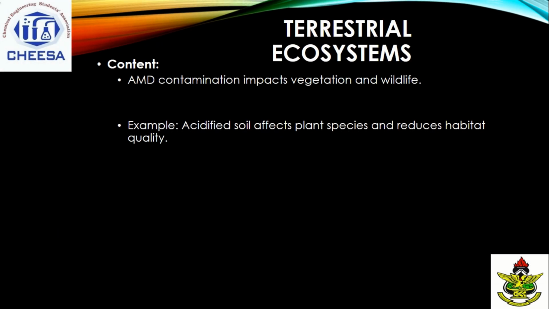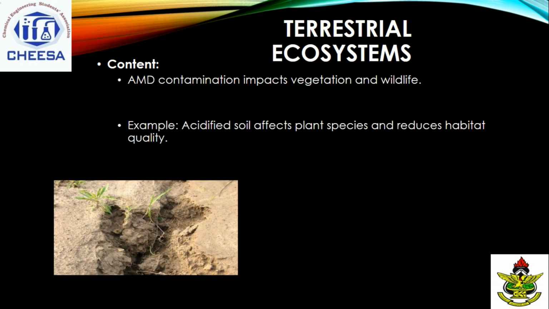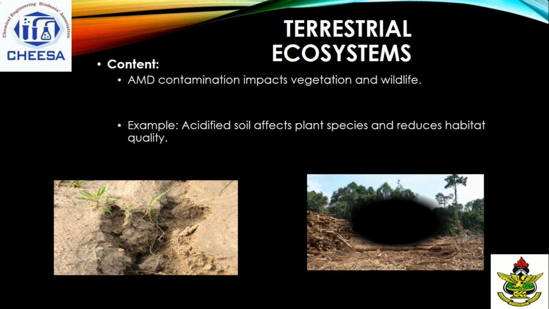You have terrestrial ecosystems. AMD contamination impacts vegetation and wildlife. Acidified soil affects plant species and reduces habitat quality. The soil is acidic, so if you plant, you do not get the right vegetation, and the concentration in it can lead to diseases, which is very harmful to the terrestrial ecosystem. This is a picture of how it is. When the soil is acidic, plants are unable to grow. In the long run, there will be drought, then hunger will come to the ecosystem. This is also another clear picture of it.